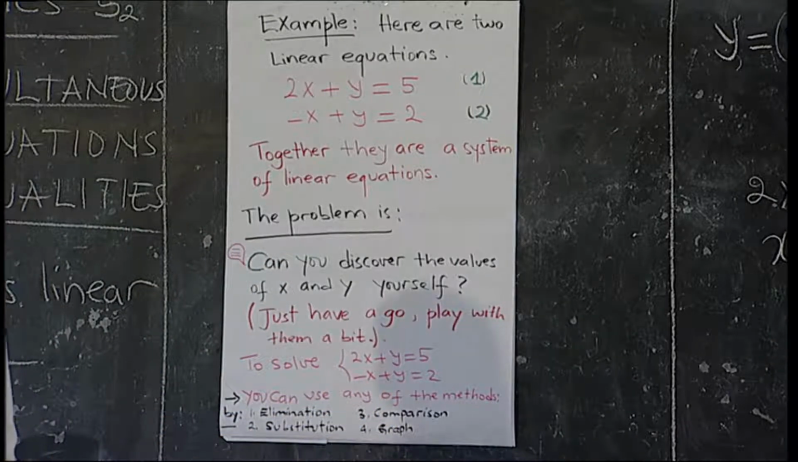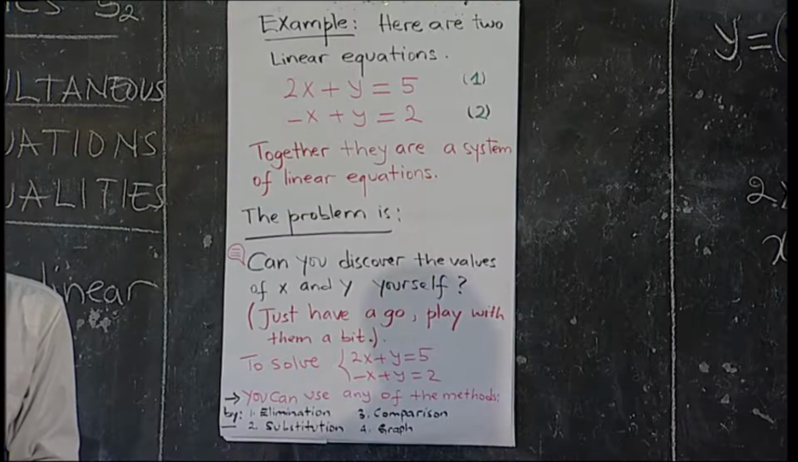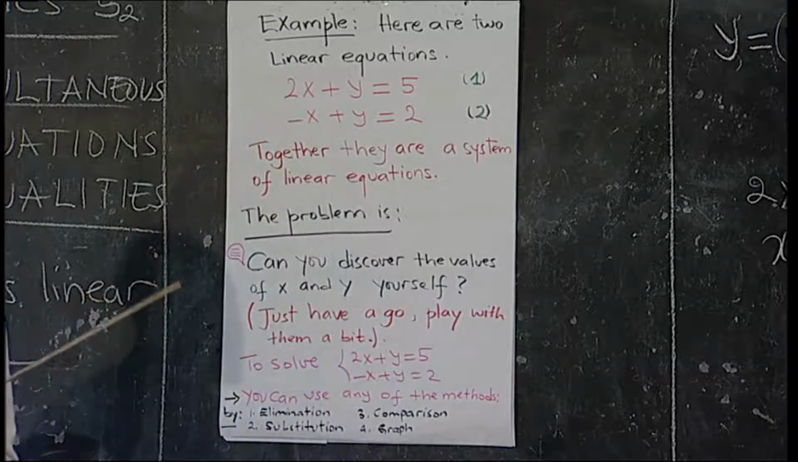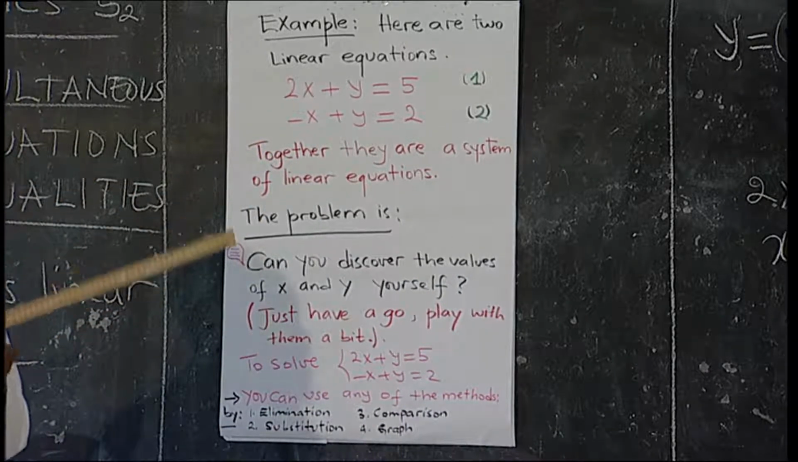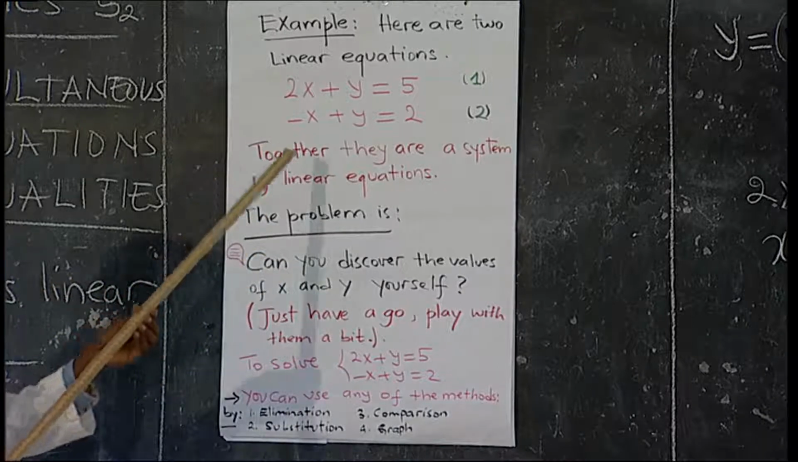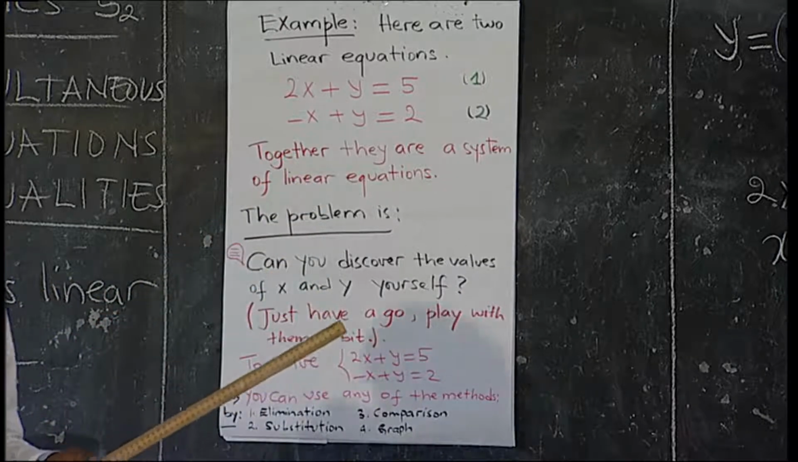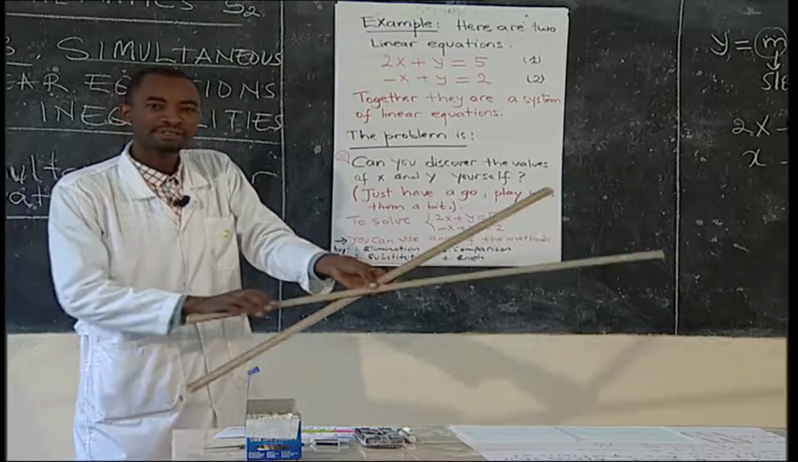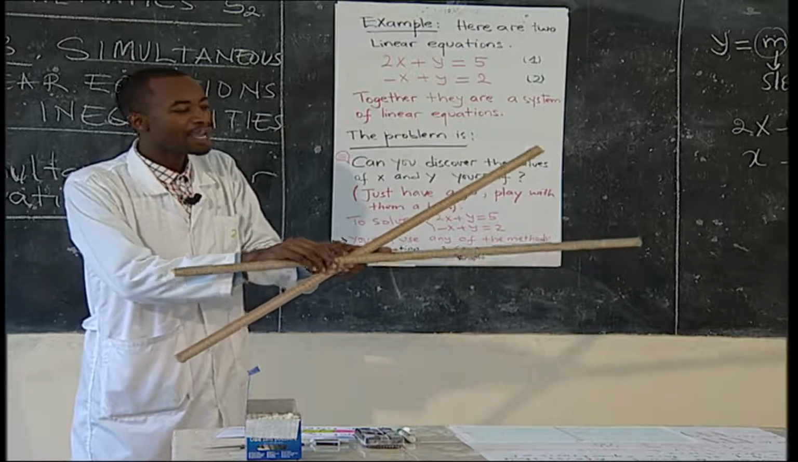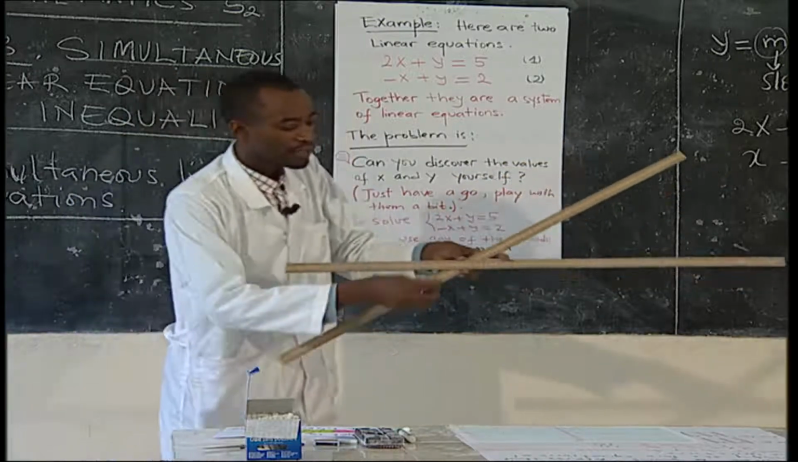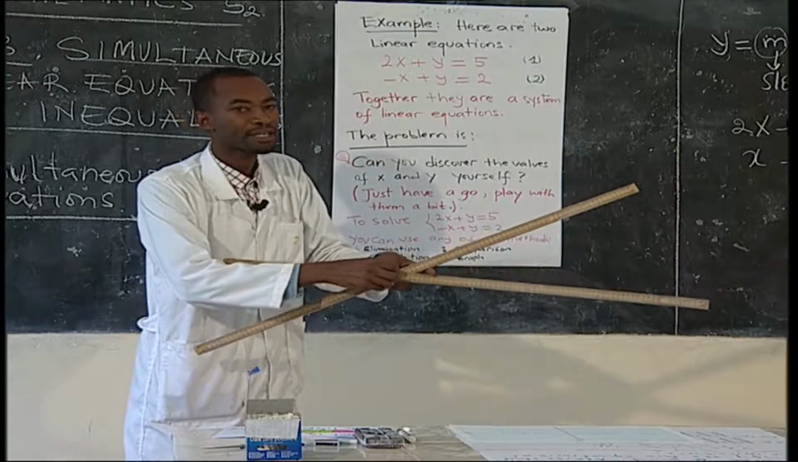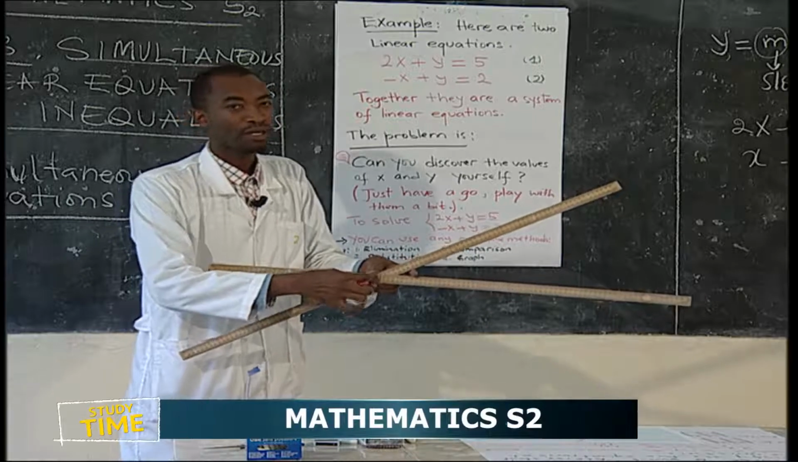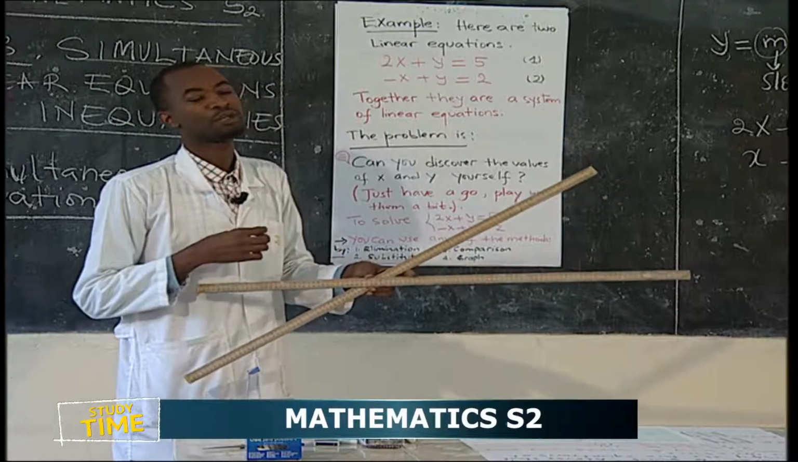Why do we need to find the value of x and y? It's because if we have seen that a linear equation gives a straight line, maybe if I consider this ruler as a straight line, and if I consider another line, maybe this other straight line, when I am having them like this, at the end of the day, I need to see the point where these two lines are intersecting.